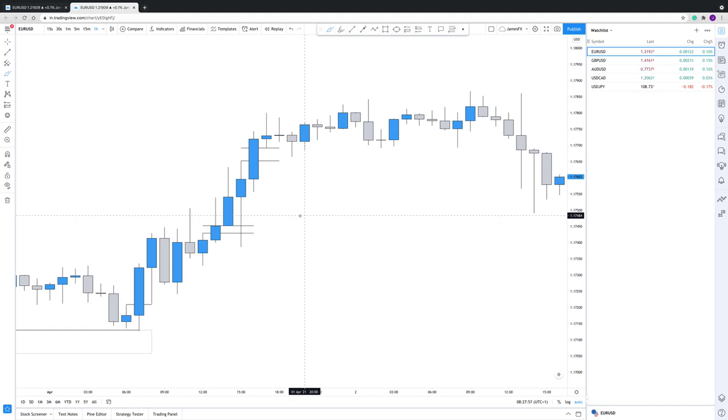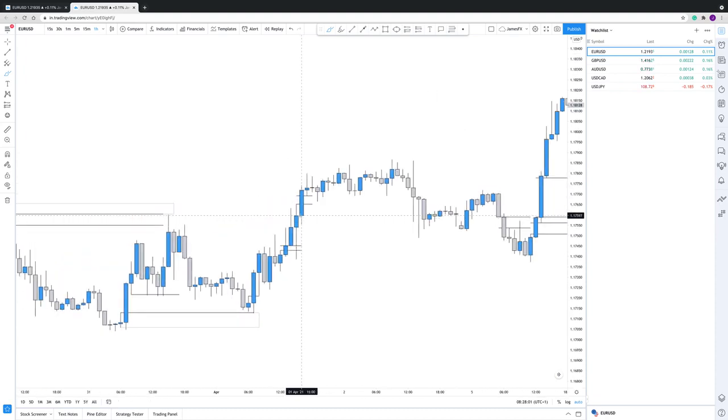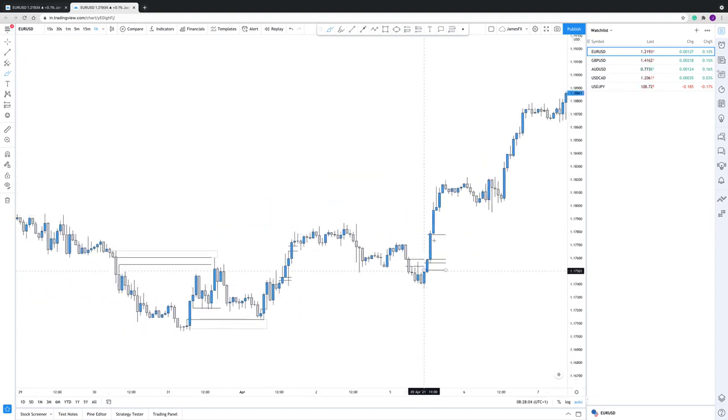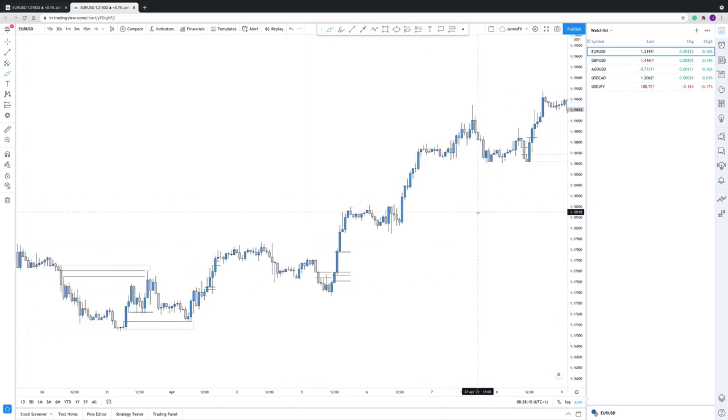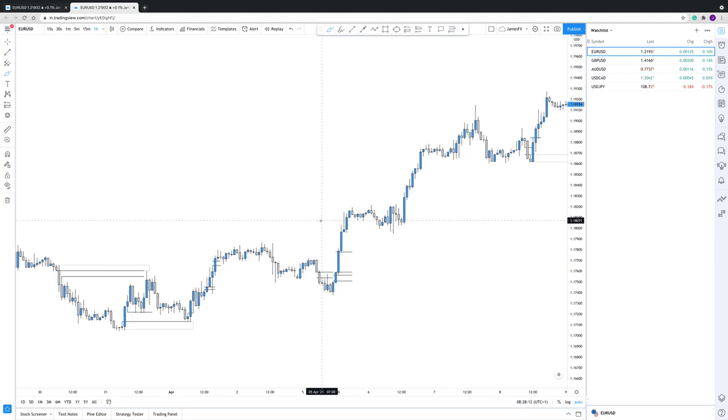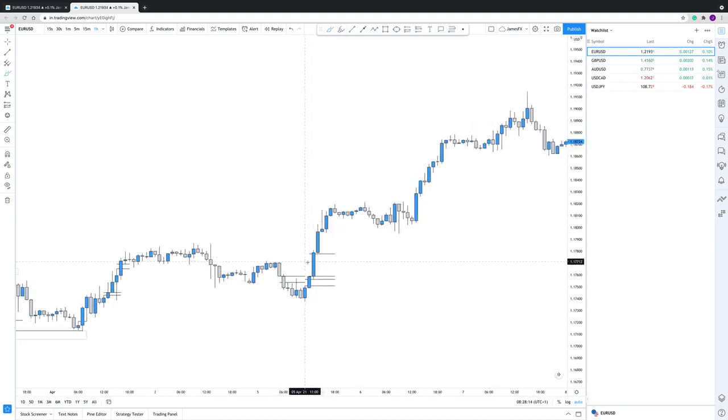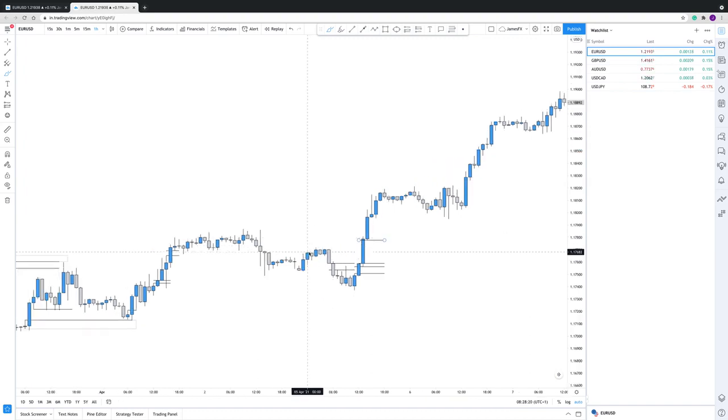Now another thing is, if we get say an impulsive move up like this, so this is a good example, we have this impulsive move up, but you can see price never comes back down to rebalance it. Now this just means that it can be used for a later date. They won't always refill straight away, so that's just something to keep in mind.